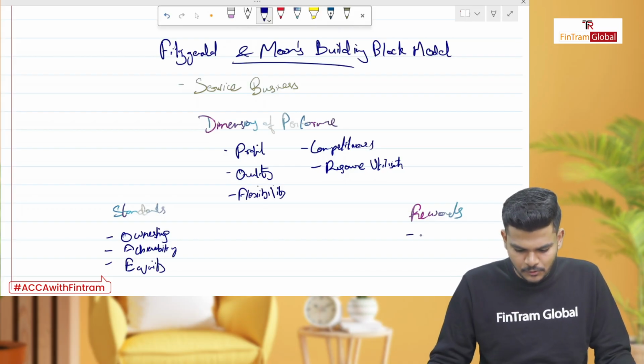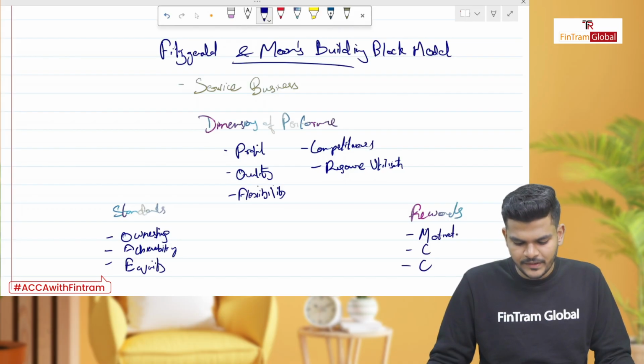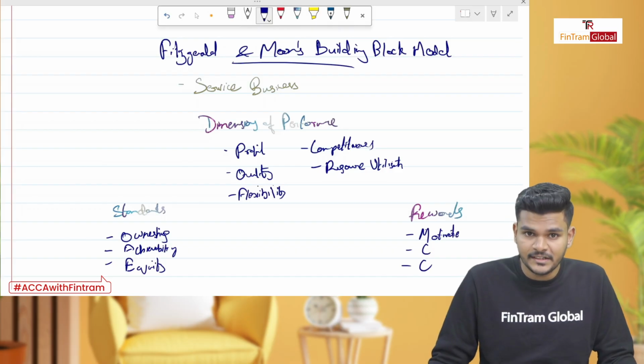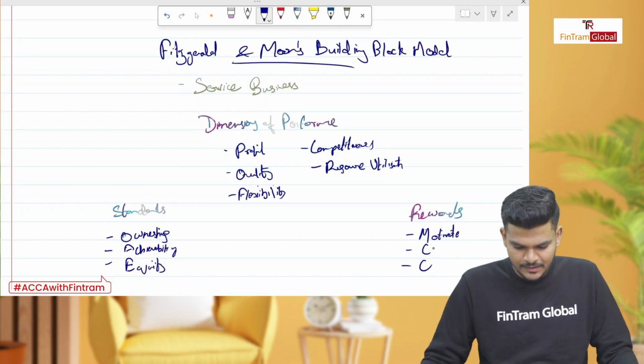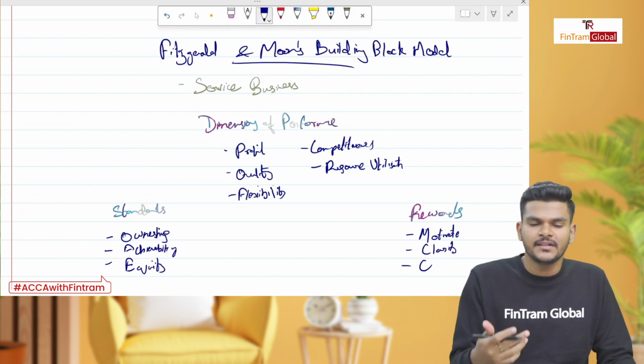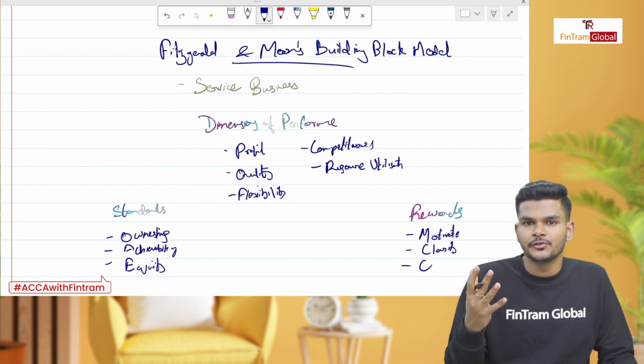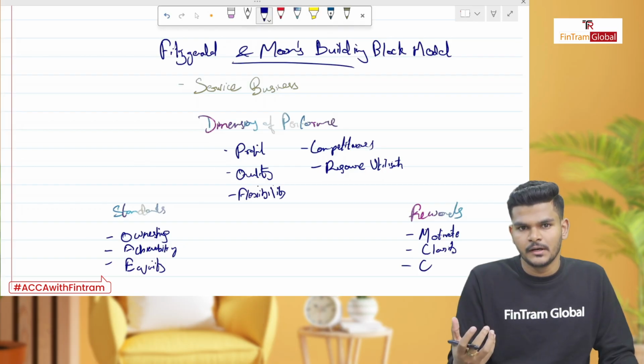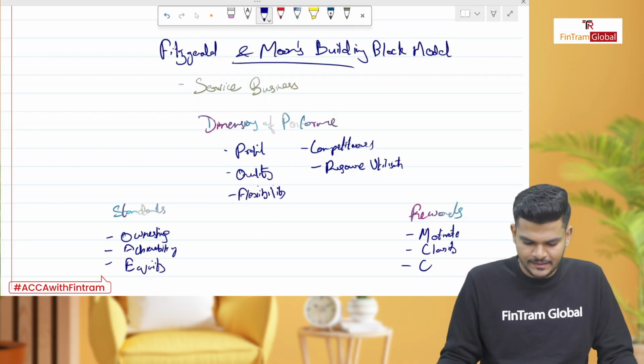And then we have rewards. Rewards includes MCC. Motivation, as in reward should obviously motivate the individuals who are working in that particular business. There should be clarity. It should be clearly communicated to the individuals as to how they can perform well and achieve more, get more rewards. Okay, folks, so that's basically the aspects over here.